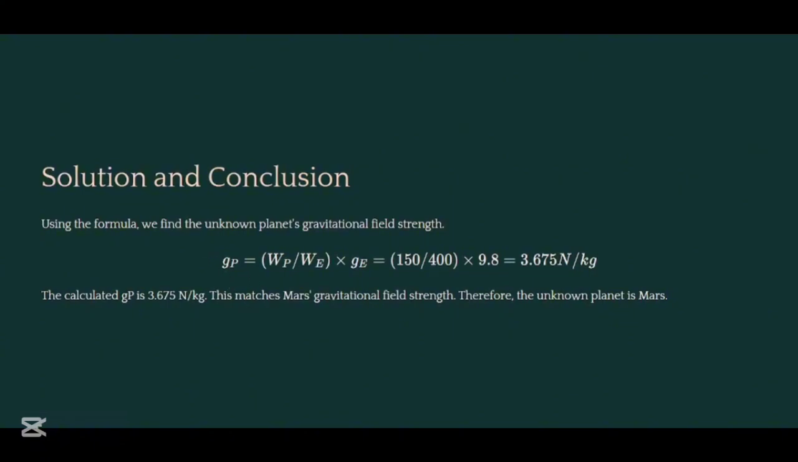As you can see, the weight of the unknown planet divided by the weight of the Earth multiplied by the gravity of Earth is equal to 150 divided by 400 multiply 9.8, which is 9.8 meter per second square. That results to 3.675 Newton per kilogram. The calculated gravitational field strength of the unknown planet matches Mars' gravitational field strength. Therefore, the unknown planet is Mars.